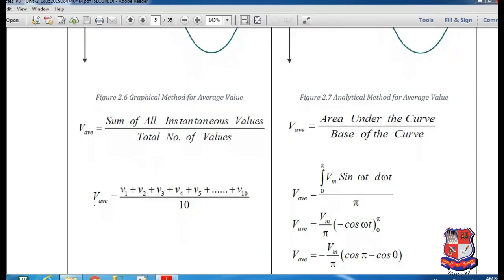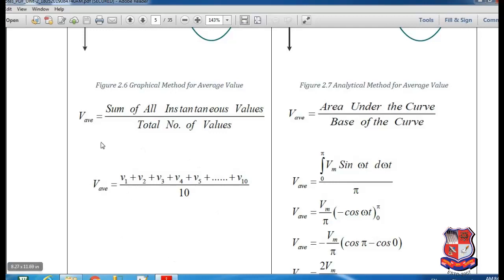In this case this is the equation for the graphical method. Same way we are going for the equation for the analytical method for the average value. The definition of the average value is the area under the curve divided by the base of the curve. The area under the curve is given by the equation integral 0 to pi Vm sin omega t d omega t, and the base of the curve is considered as pi.